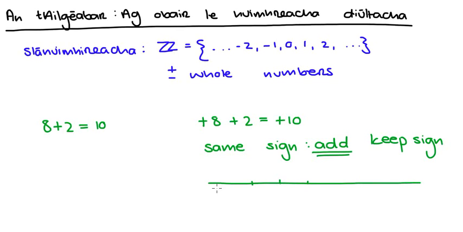If we look at this on a number line, it just helps us to visualize it sometimes. So we're starting at 8 and we're adding 2, we're moving to the right by 2 units and we end up at 10.